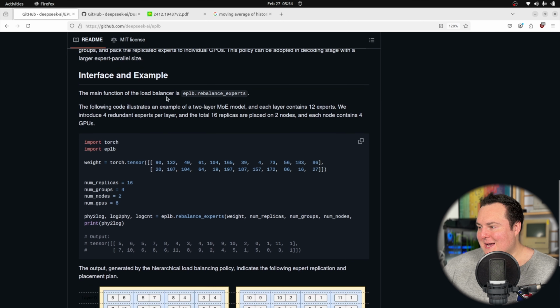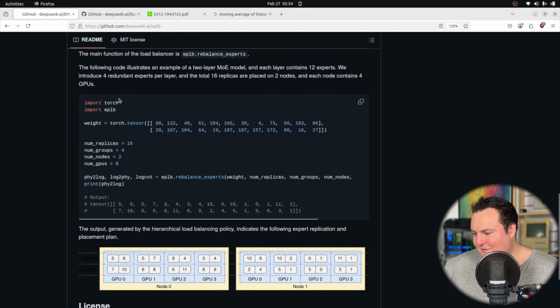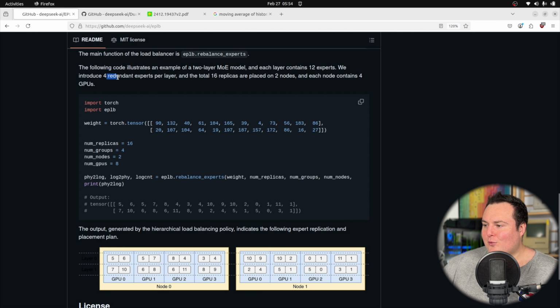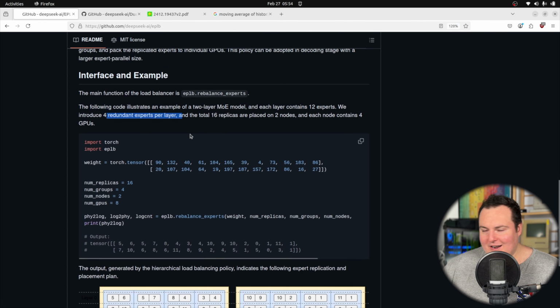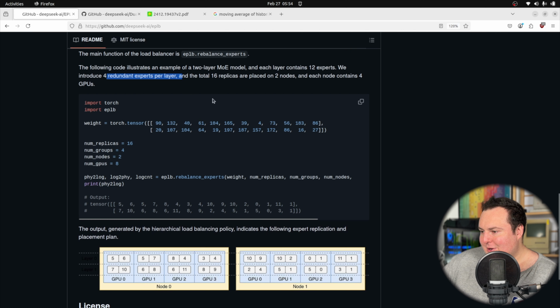So if we scroll down one more time, we can actually see an example of this, which is kind of cool, but it can perhaps seem a little confusing as well. So basically each layer, okay, so this is a 2-layer MoE model. Each layer contains 12 experts, and they introduce 4 redundant experts per layer, depending on this algorithm that figures out which experts need to be replicated so that the load does not become unbalanced. So basically we can see right here that this tensor starts at 0. So this would be 0, 1, 2, 3, 4, 5, 6, 7, 8, 9, 10, 11. And 0 to 11 is obviously 12, so that the 12 number makes sense.